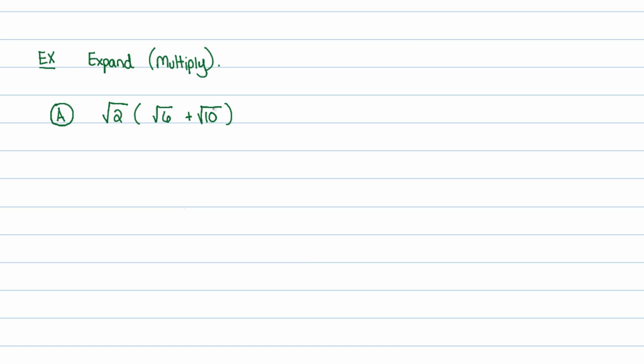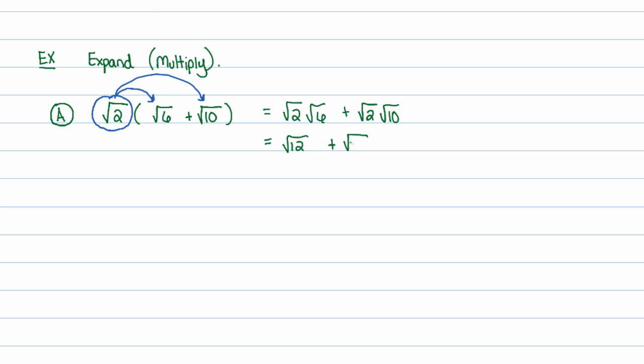You can distribute. So we'll go ahead and distribute the square root of 2 to the square root of 6 and the square root of 10. Let me show you that action by circling the square root of 2 here, and I'm going to attach it to the square root of 6 and the square root of 10. This will be the square root of 2 times the square root of 6 plus the square root of 2 times the square root of 10. And of course, each of these can be combined, so it'll be the square root of 12 plus the square root of 20.